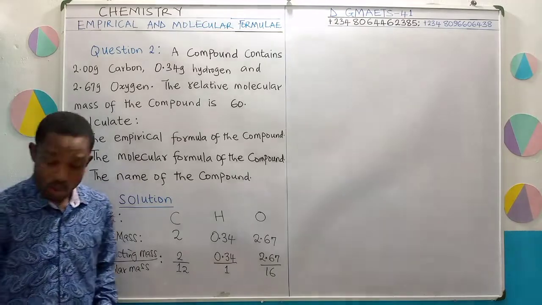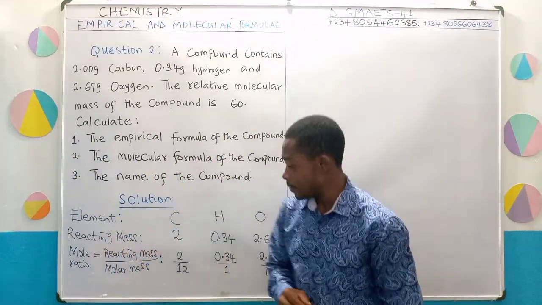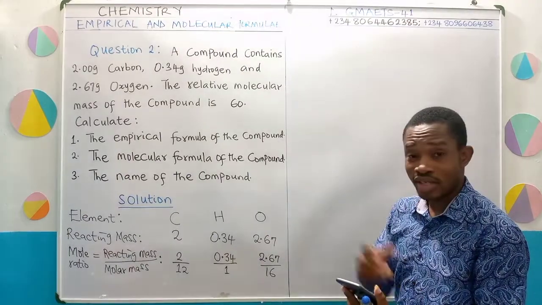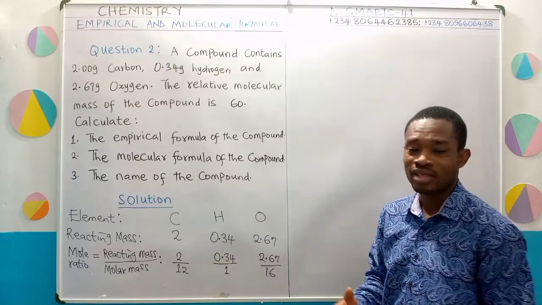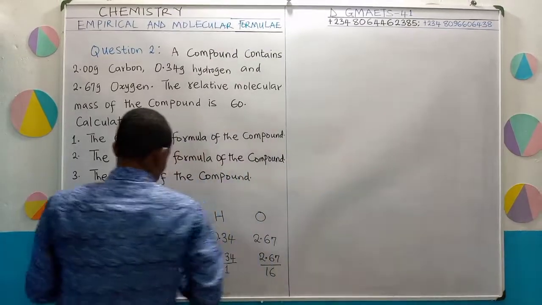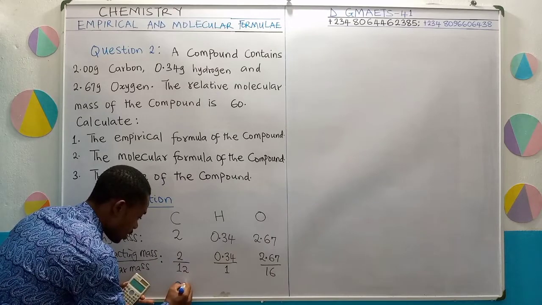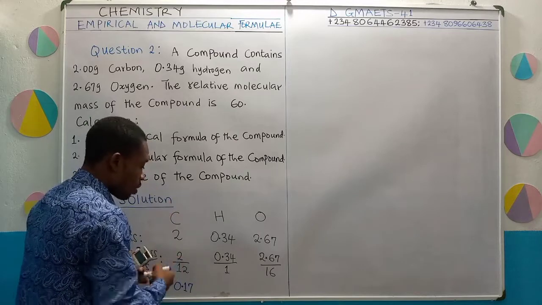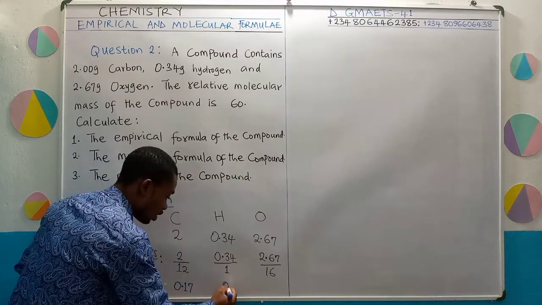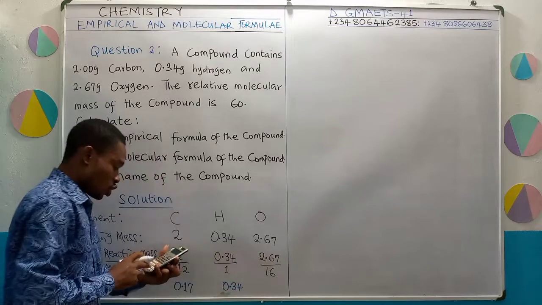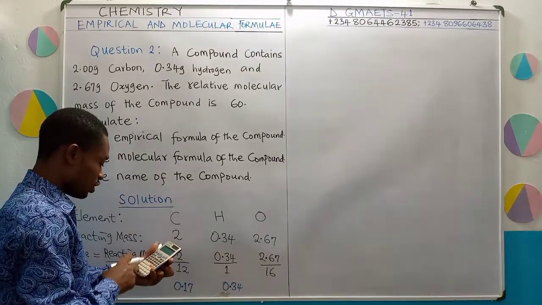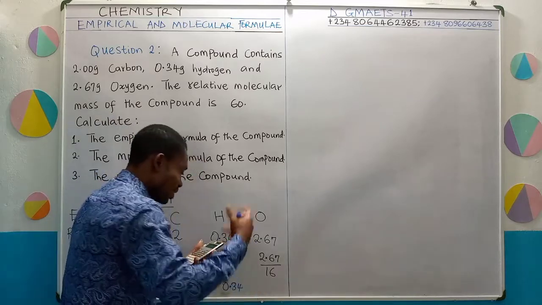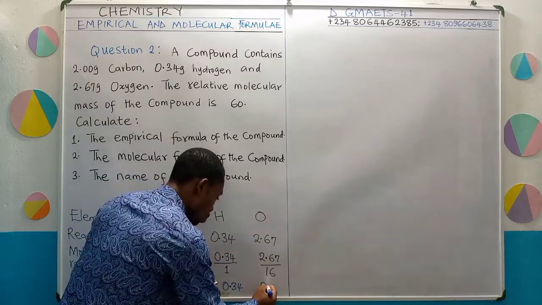Now if we work on this, let us see what this is going to give to us. The first is 2 divided by 12, and 2 divided by 12 gave me 0.16666, approximately 0.167, so in 2 decimals I'll write that as 0.17. Okay, then we move on. 0.34 divided by 1 will give us 0.34. And then 2.67 divided by 16 gave 0.16687, approximately 0.17.